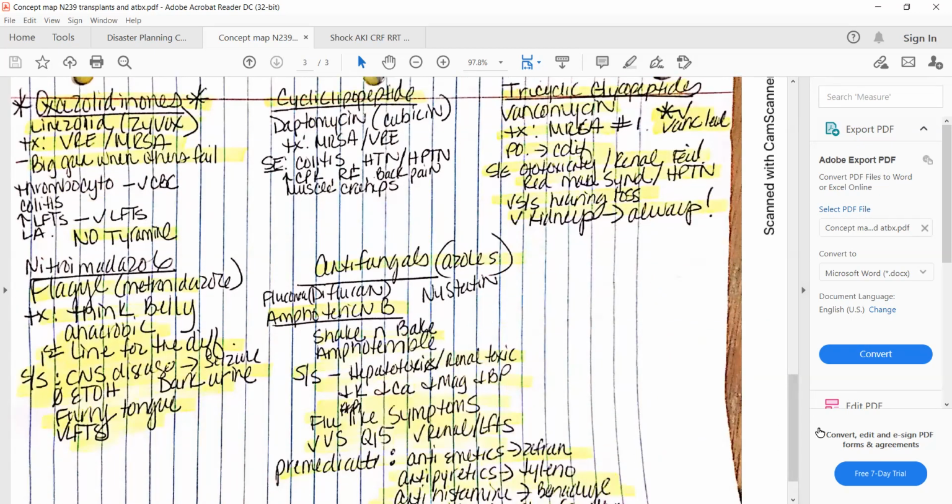All right, let's talk about Zyvox, treatment for VRE and MRSA. You've got to know that. Zyvox is MRSA and VRE. You've got to know it. It's our big gun when others fail.